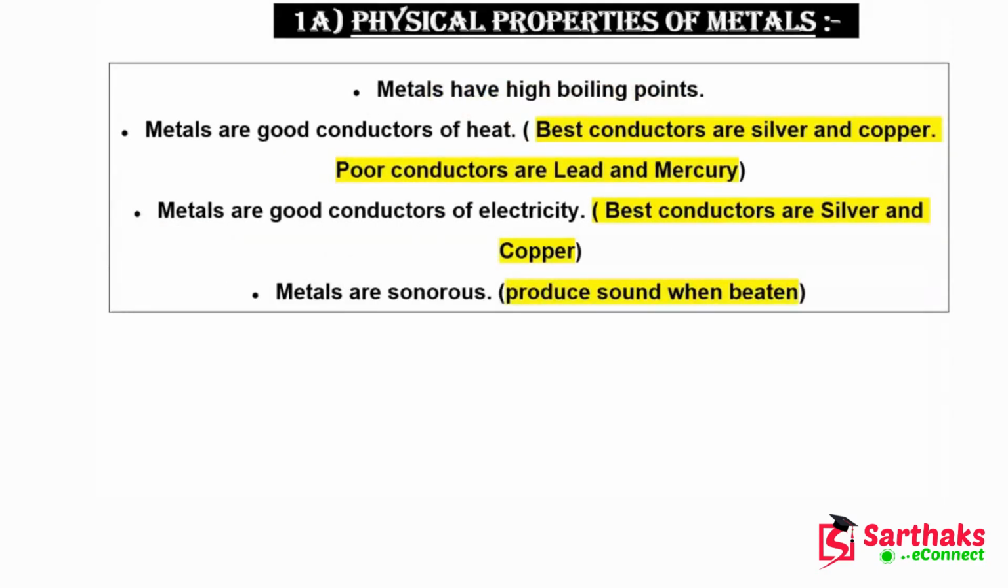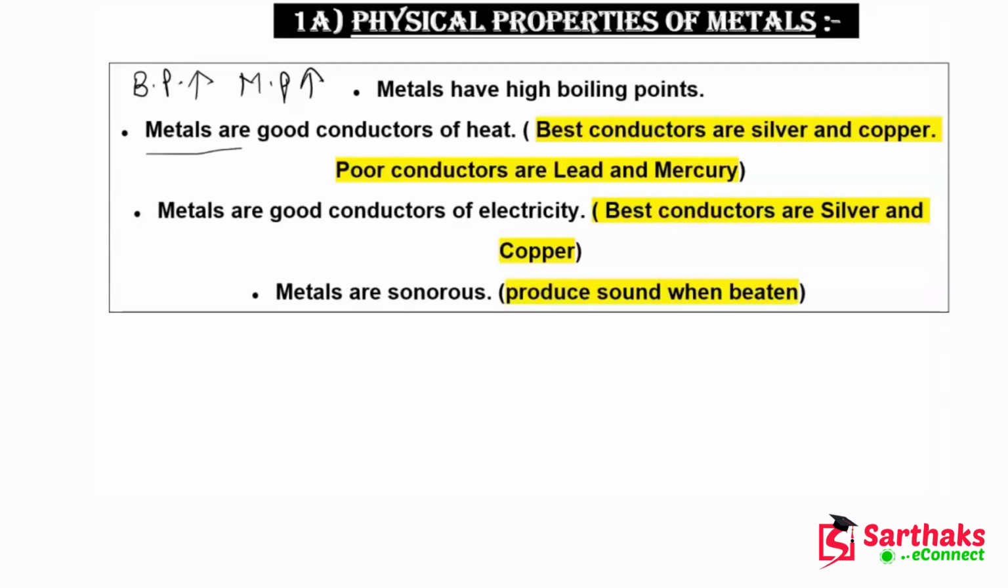So metals have high boiling point, and there is no exception. You have to remember that metals have high boiling point, and melting point is also very high, as we have seen in the previous slide. But in the case of melting point, there was some exception as well. So now let's talk about the other point.